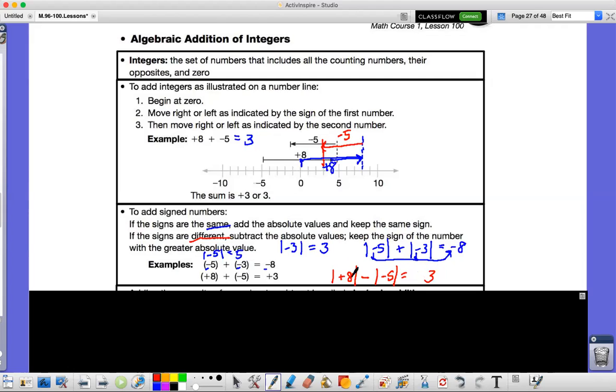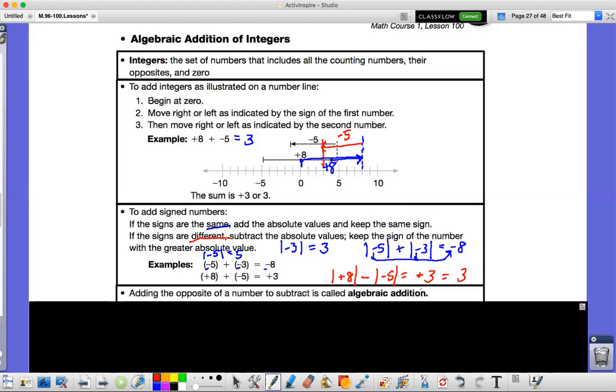Now we have to look at which of these two things had the larger amount. What's the most, 8 or 5? Well, 8 is. So in this case, we have to keep that positive 3 because it was a positive 8. The absolute value of positive 8 is 8. The absolute value of a negative 5 is 5. 8 is greater than 5. Therefore, we're going to keep 8's positive symbol for the answer. And it also equals this. You don't always have to write positive like that.